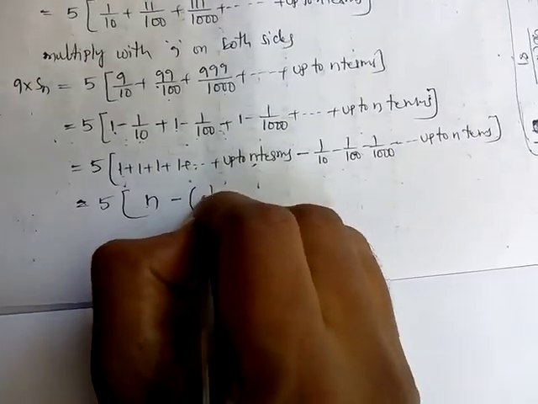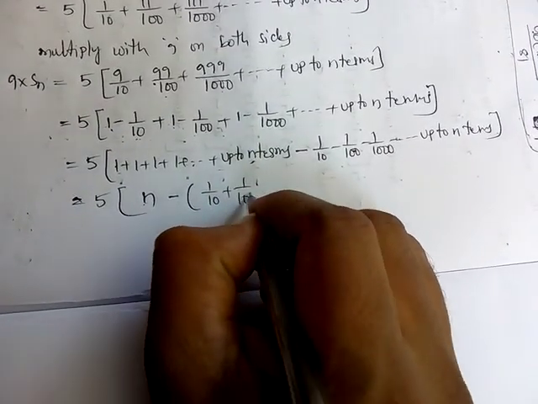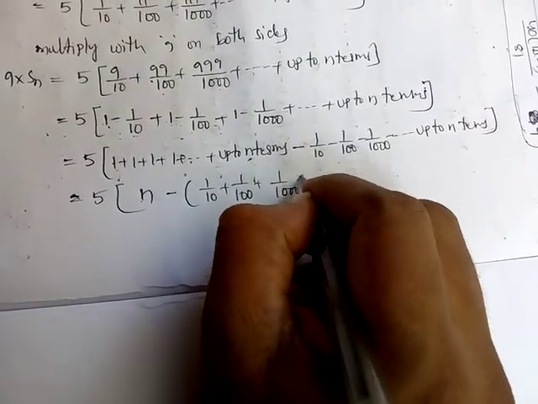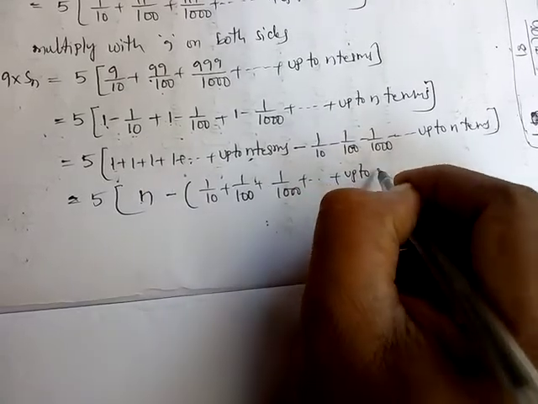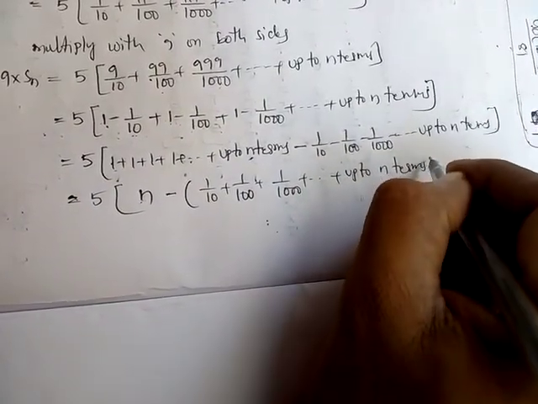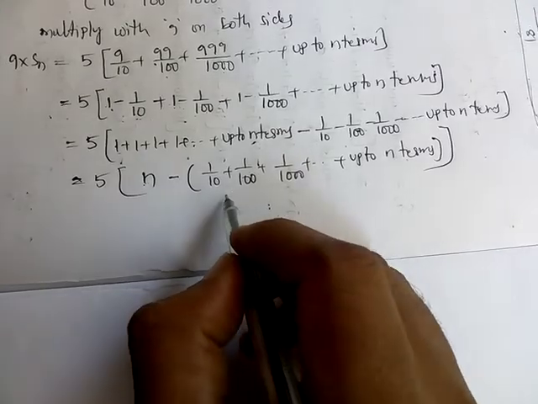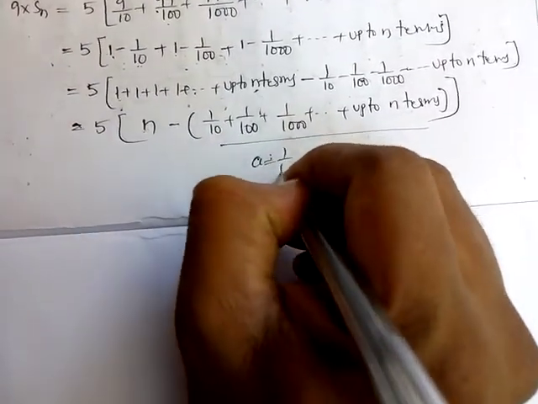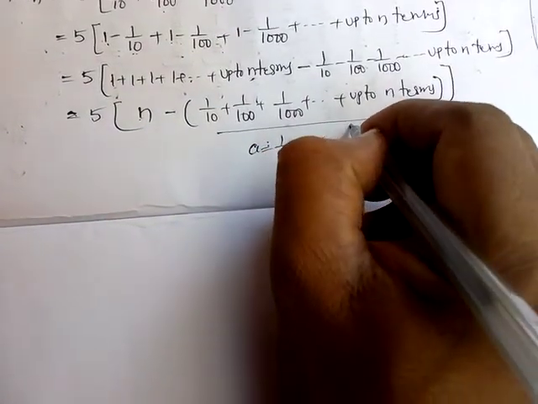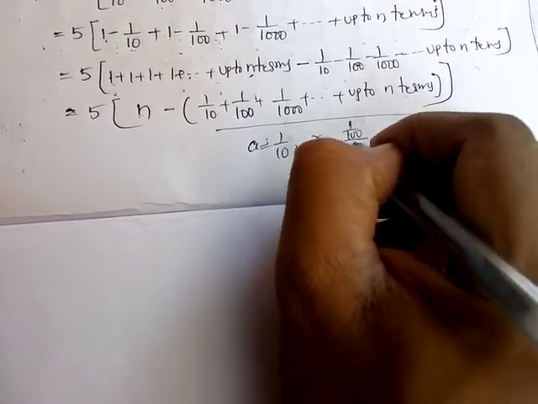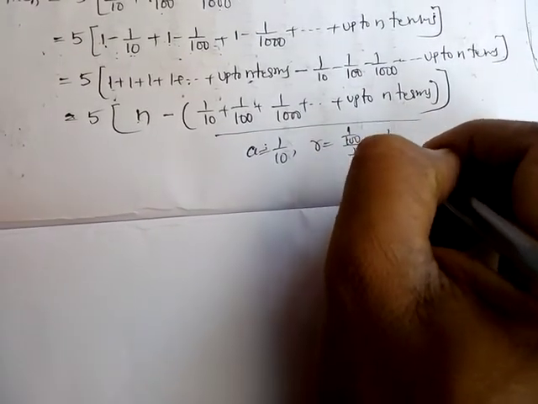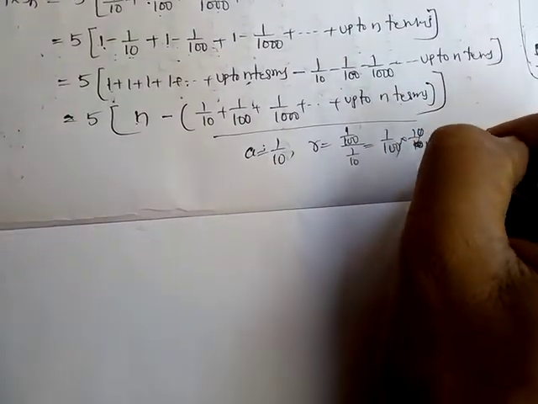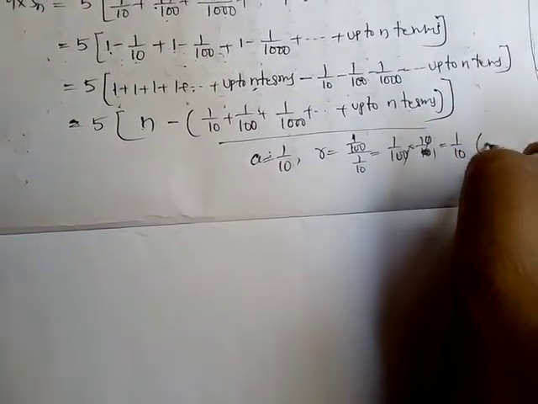Minus of 1 by 10, 1 by 100. 1 by 100 means 1 by 10 square, or 100, no problem. 1 by 1000 plus so on up to n terms. Now this is in a GP series. Okay, so here A is equal to 1 by 10, R is equal to T2 by T1. So 1 by 100 into 10 by 1, so 1 by 10. R is equal to 1 by 10, this value R is less than 1.